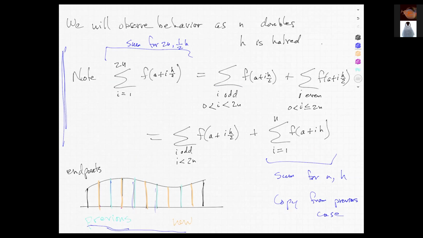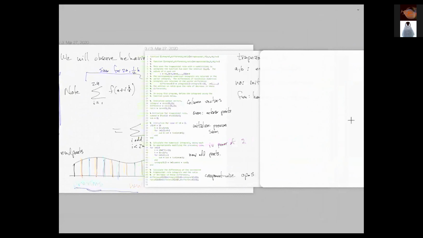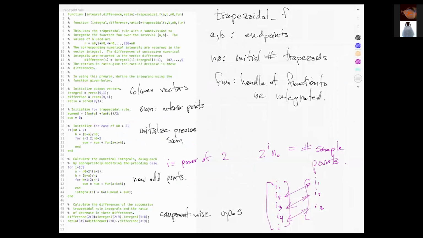So computationally, this is a very efficient way of doing things. We don't have to start from scratch each time we double n. We simply add in new sample points in between the old ones. And this is the way the author's program works. So let me try to explain that. He had a MATLAB function called trapezoidal. I modified it slightly so that it would take function handles as an input. So my version is trapezoidal_f, and that'll be up on the Canvas module for chapter 5.